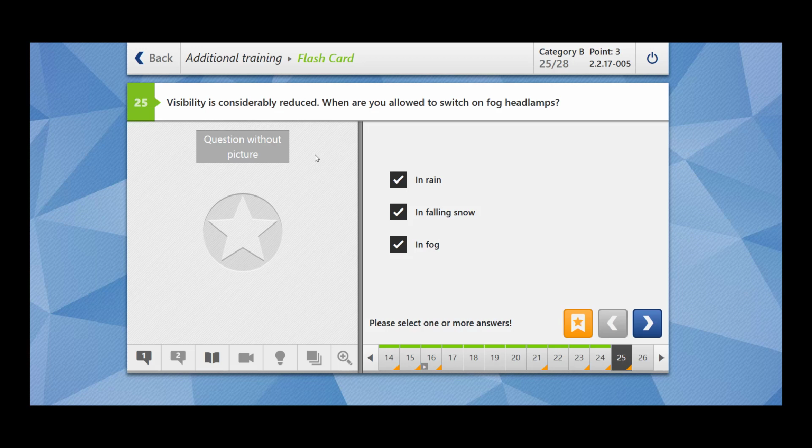So there is a difference. Fog headlamps you can use in any of these three conditions, but rear fog lamps or rear fog lights you can use only when there is a fog and visibility is reduced to less than 50 meter. This you have to remember. So this is the difference between fog headlamps and rear fog lights.